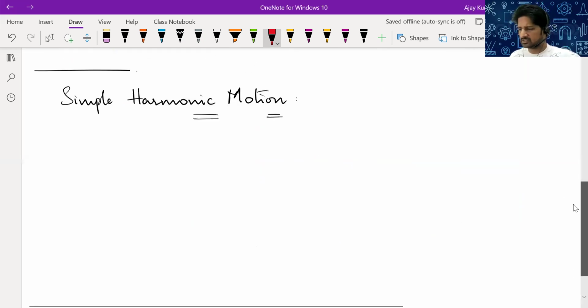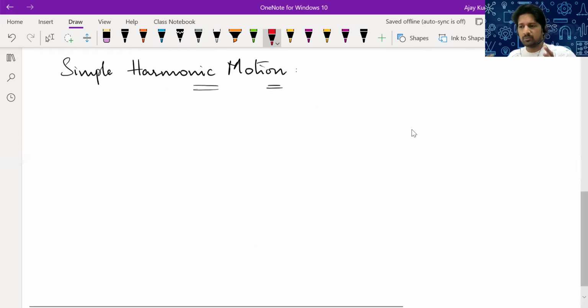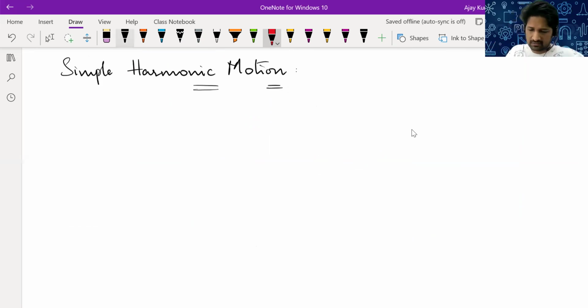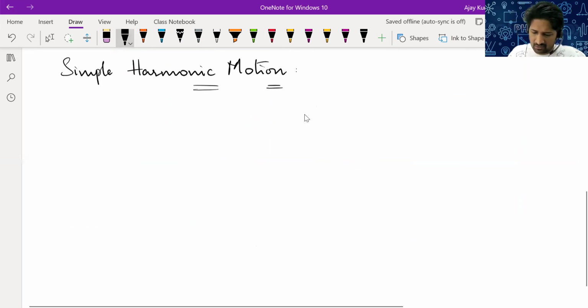You'll understand what is simple harmonic motion. It is one particular case of periodic oscillations. Okay. What is the condition? We'll discuss it in some time. You consider linear oscillations first.